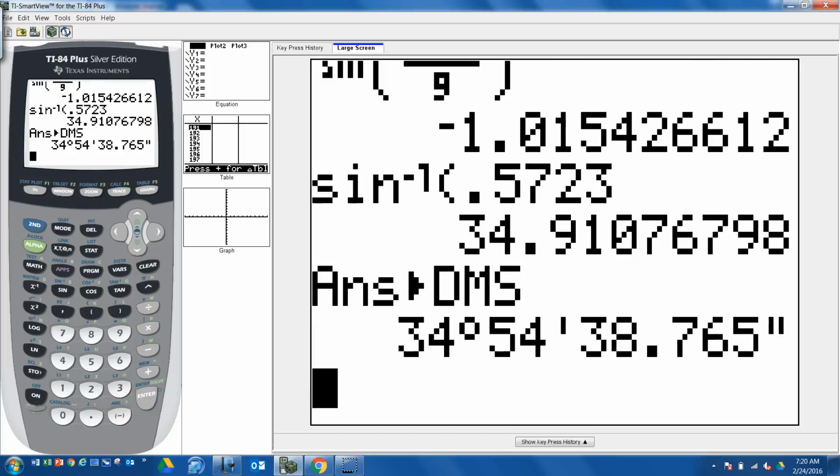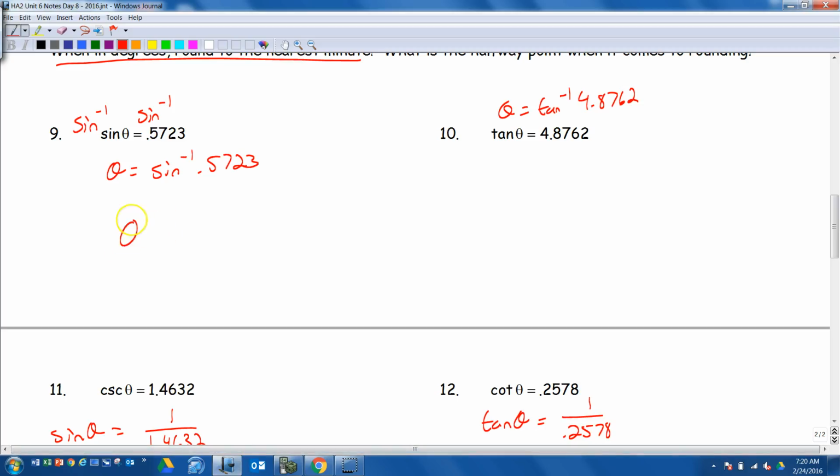Again, you need to be in degrees. And remember, to round to nearest minute, these are in seconds. 38 seconds is closer to the next minute, so this should be 34 degrees, 55 minutes. So theta equals 34 degrees, 55 minutes. Okay, you can pause the video and try the other ones. I'm going to just write the answers now because I'm not going to show all the type-ins. You guys should be able to type into your calculators.